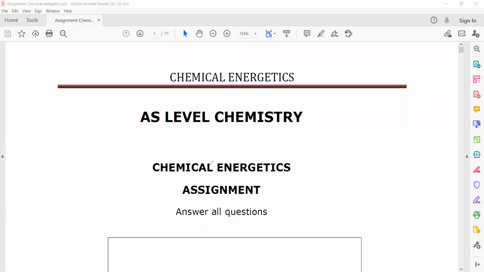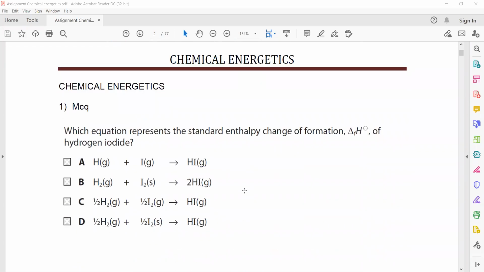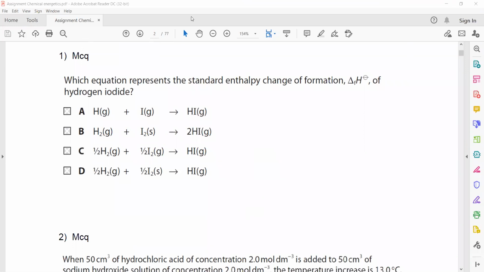So this whole exercise is related to questions related to chemical energetics from Unit 2 topic. So the first question: which equation represents the standard enthalpy change of formation? The definition for standard enthalpy change of formation is that when elements in the standard form form 1 mole of a compound, we call that the standard enthalpy change of formation.